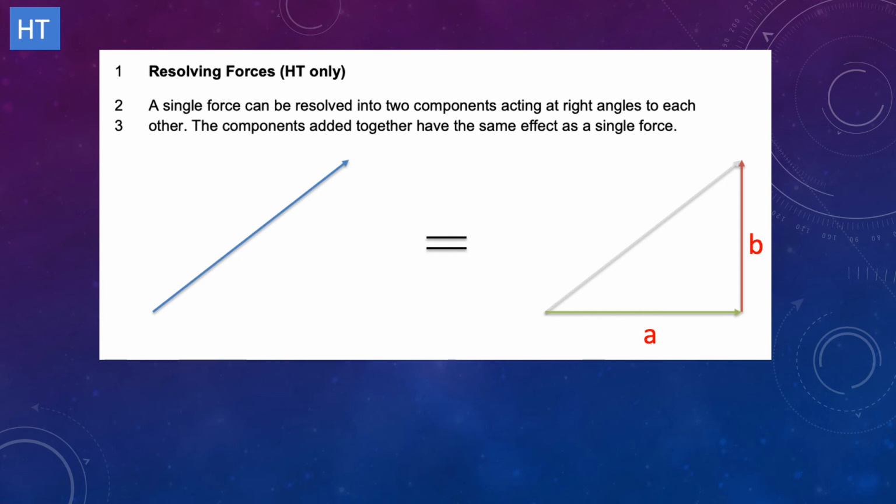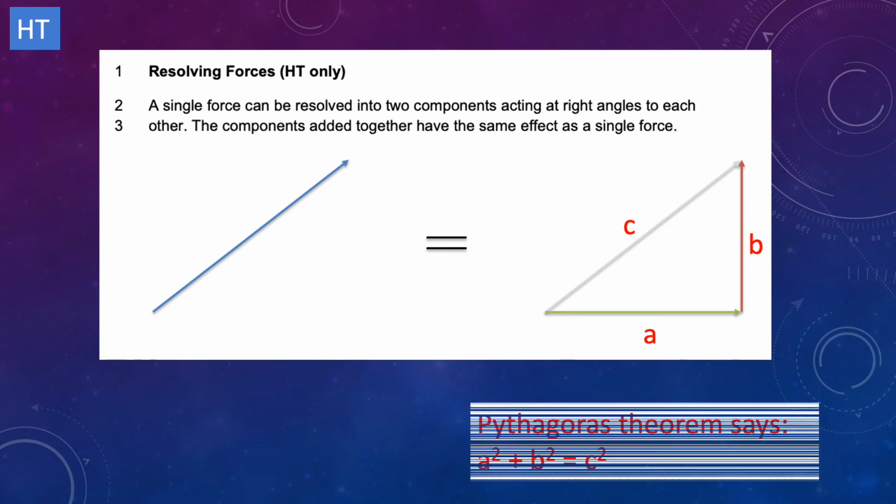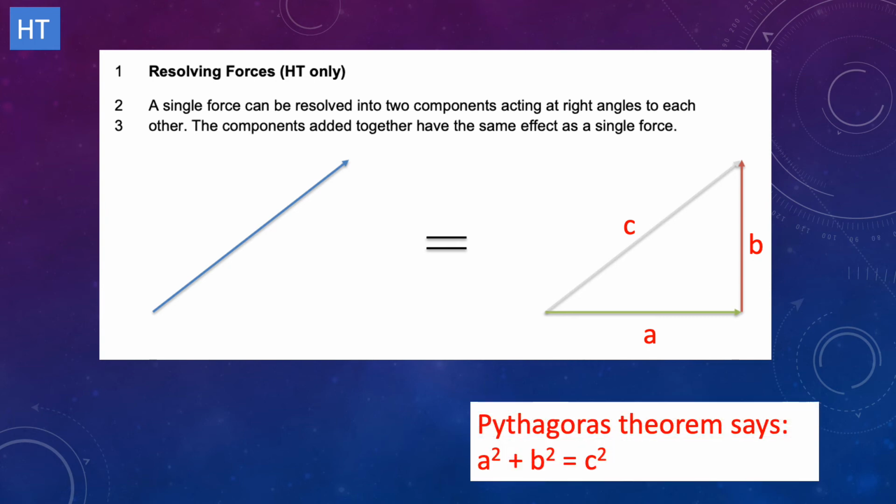I'm not quite sure if you've learned this in maths or not, but if you have the hypotenuse of a triangle, which is the angled one, then you should be able to apply a theorem called Pythagoras' theorem. Pythagoras says you can figure out the length of the third side by using a squared plus b squared equals c squared. So whatever your length for A is and whatever your length for B, you can figure out your length for C.